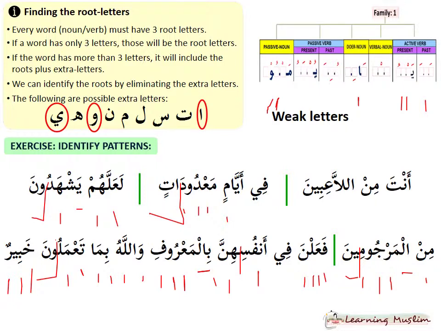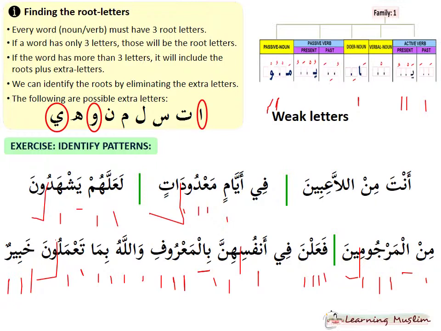Okay, so just to summarize, every noun has three root letters. The root letters will be the letters that you find in a 3-letter word, but if the word has more than 3 letters, then we will have root letters plus extra letters. The extra letters are those letters over there. We will remove the extra letters to find our root letters.